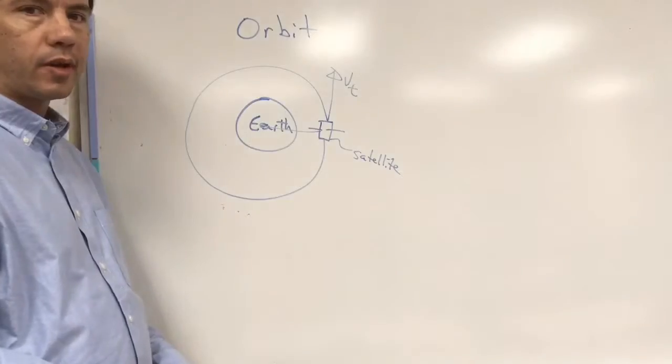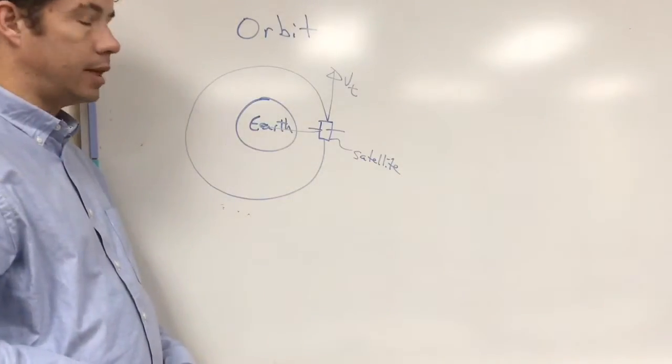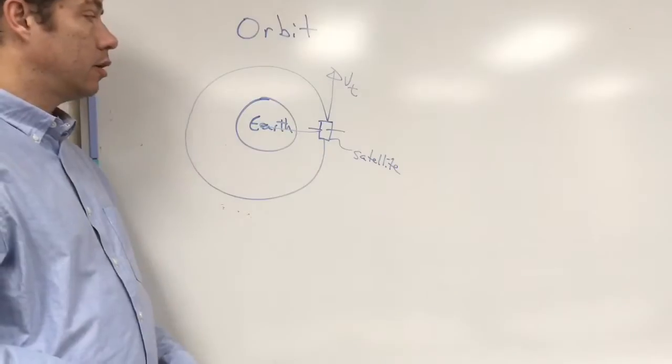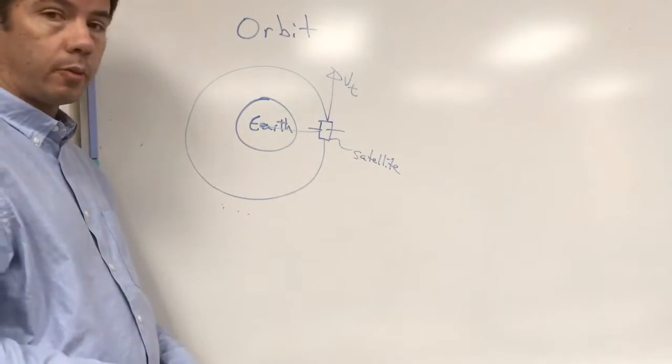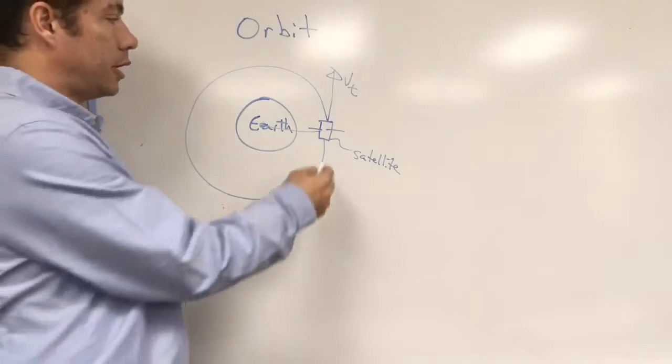Let's talk about things in orbit. So this applies to anything: planets around the sun, satellites around the Earth, asteroids around asteroids, moons around planets, that kind of thing. So let's take a look at a satellite.